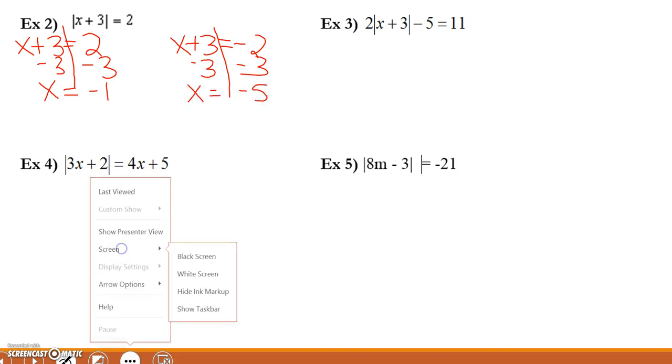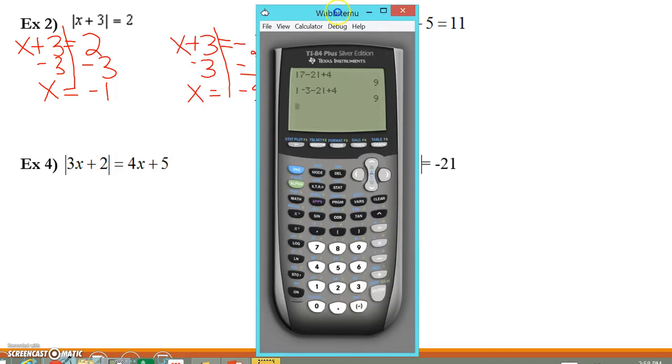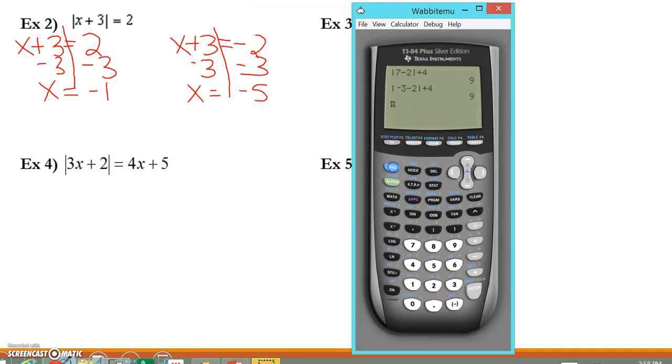So then I grab my calculator, and I plug it in to my original equation, so negative 1 plus 3, and I'm trying to see if it equals 2. It does.